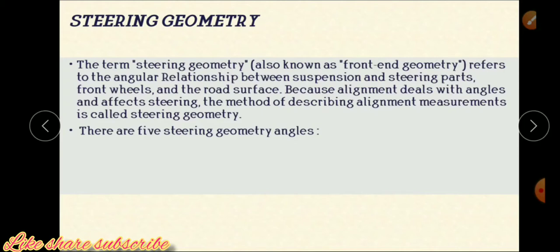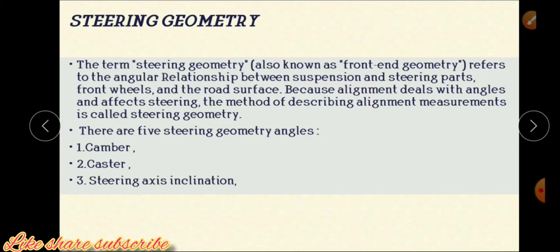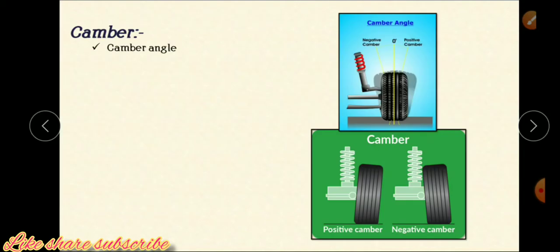The first angle is called the camber angle, second is the caster angle, third is the steering axis inclination, fourth is toe in, and finally toe out. These are the 5 angles we can briefly study in this video. So first we can go through the camber.